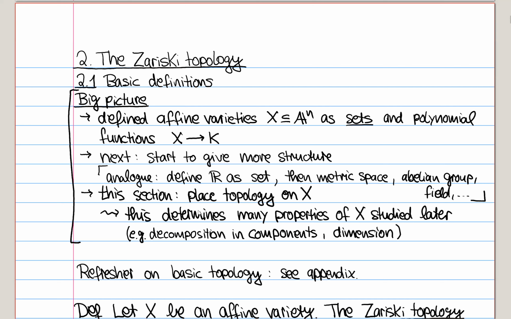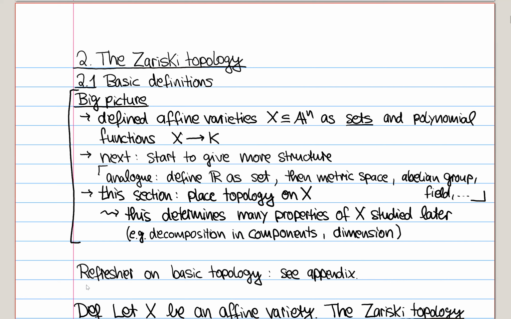In this chapter, the extra structure that we place on affine varieties is that we give them a topology. So we make them into topological spaces, and this determines many of the properties of this affine variety, which are studied later. So for example, the decomposition into different components, and also, surprisingly, some notion of dimension, which we can extract from this topology. And so the entire chapter will be about these topological notions.